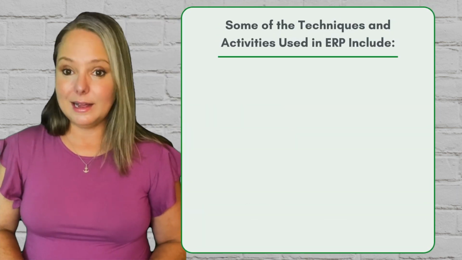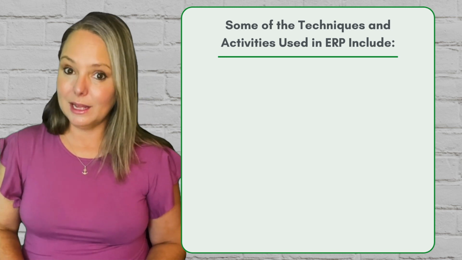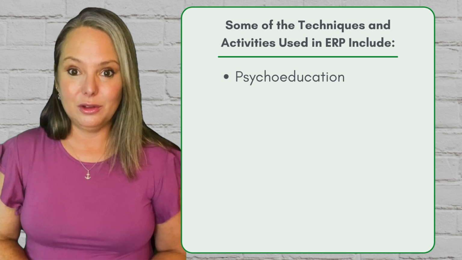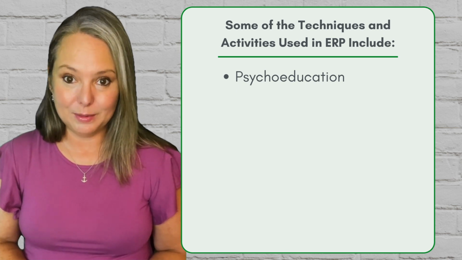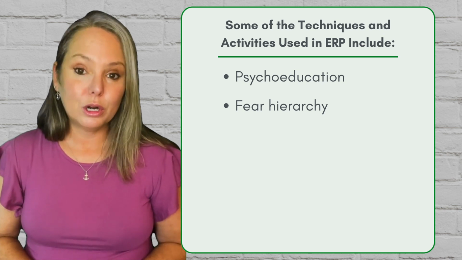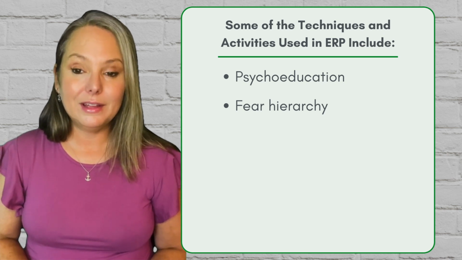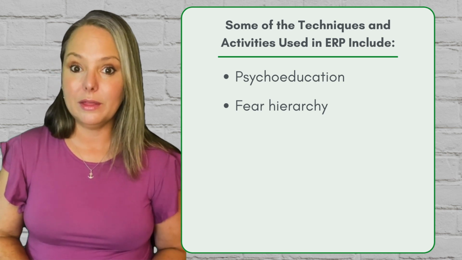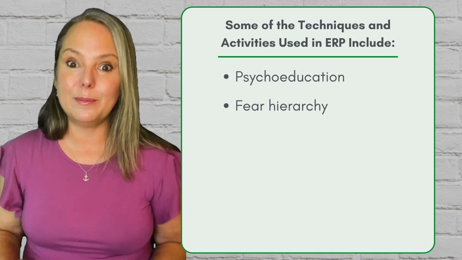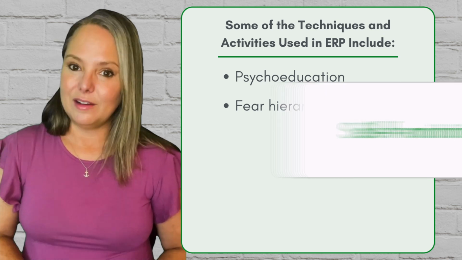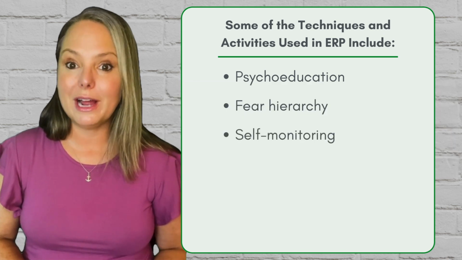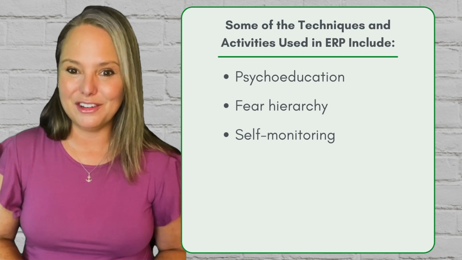Some of the techniques and activities used in ERP include psychoeducation, which includes providing detailed information to a client about their diagnosis and symptoms. A fear hierarchy. Early in ERP treatment, the therapist will work with their client to develop a list of anxiety triggers that begins with triggers that cause low levels of anxiety and moves up the ladder to the most anxiety-producing triggers. Self-monitoring. ERP therapists ask their clients to self-monitor or track their symptoms and triggers between sessions.